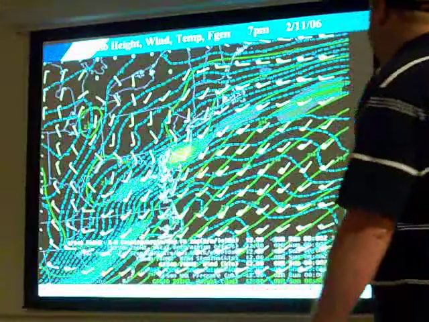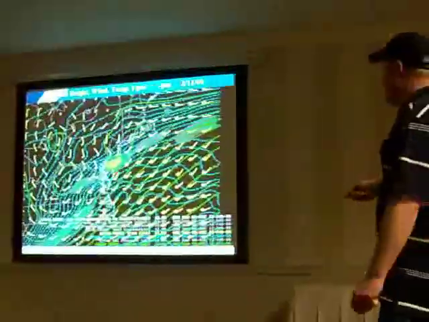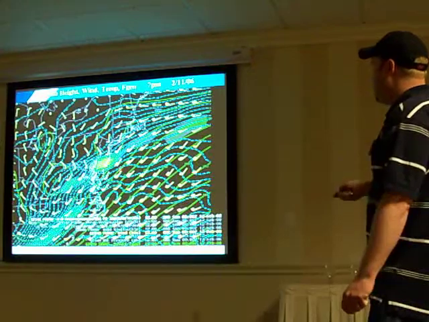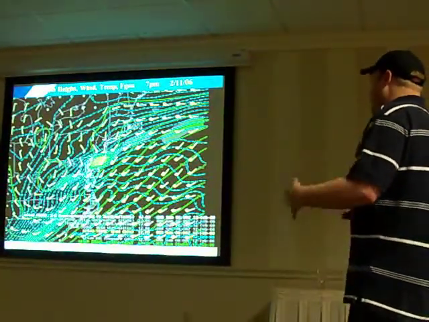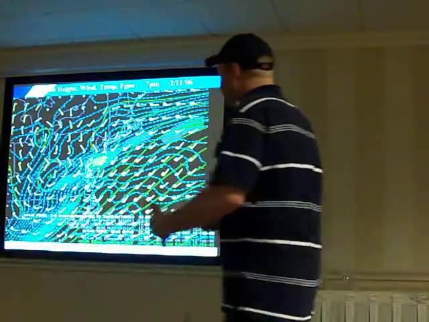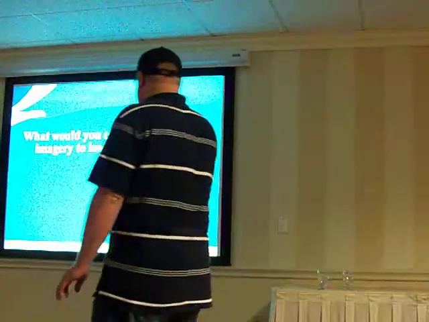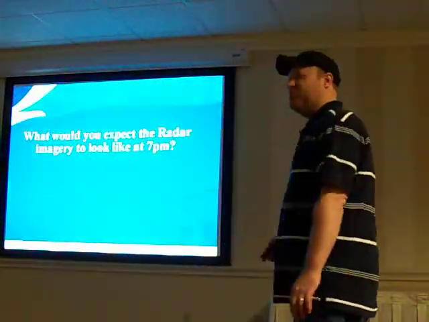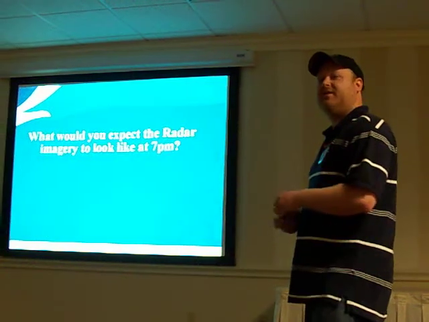So here's the frontogenesis. It's kind of weak, but you still have really good warm air advection. We're assuming it's saturated in here. So you have weak frontogenesis. It's just starting to get going. Weak deformation. So at 7 p.m. on the 11th, what would your radar, as far as banding goes, look like by that point?